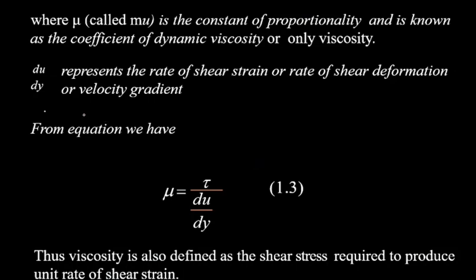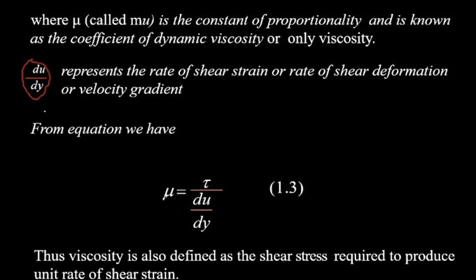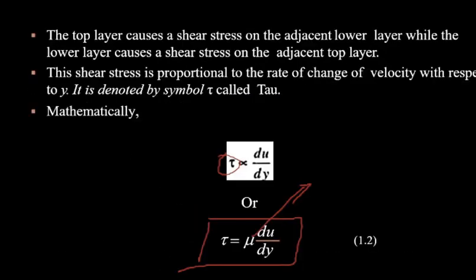Okay, so this du by dy term is called the rate of shear strain, or rate of shear deformation, or velocity gradient, because it tells the relation between velocity and the distance between the layers. So from this equation we have mu is equal to the shear stress divided by du by dy. Okay, from which equation? From this equation. So what am I saying?